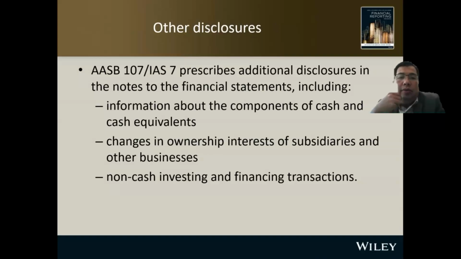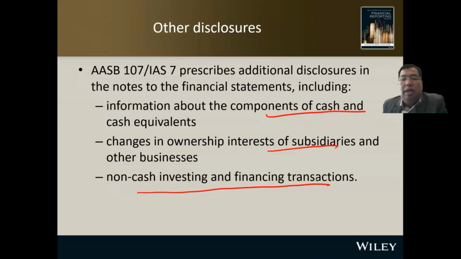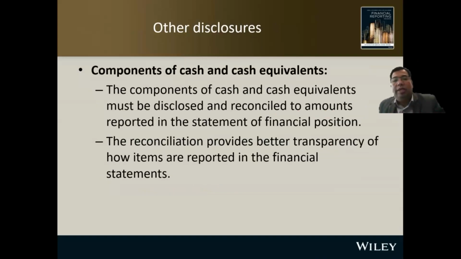IAS 7 prescribes additional disclosure in the notes to the financial statements, including information about the component of cash and cash equivalents, the changes in ownership interest of subsidiary, and also non-cash investing and financing transactions. You must disclose that information. For the component of cash and cash equivalent, you must disclose that information in the statement of financial position, in the notes to the accounts.